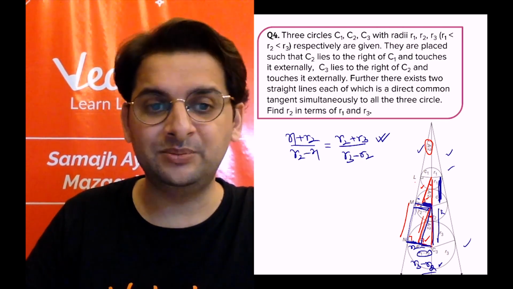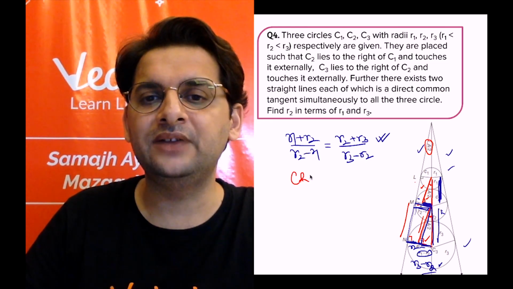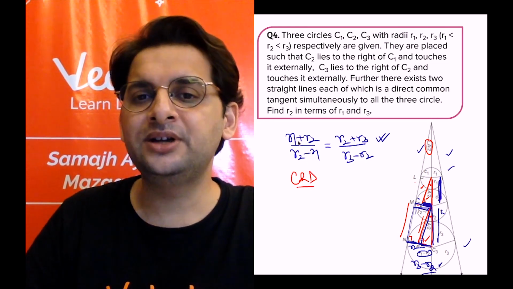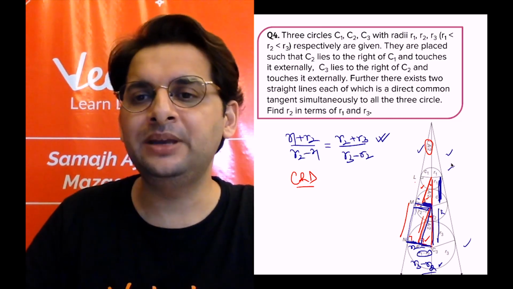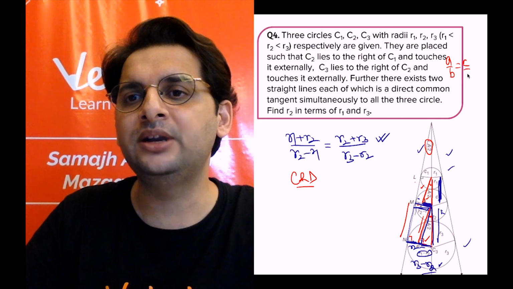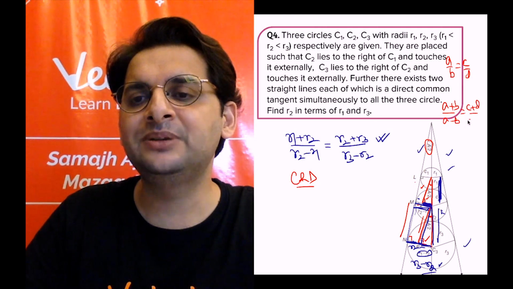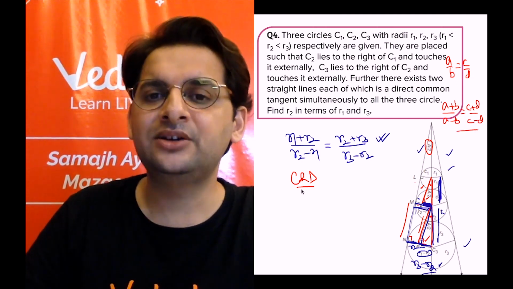So now I need to simplify this. Here we'll apply the concept of componendo and dividendo. Componendo dividendo says, if A upon B is equal to C upon D, then A plus B upon A minus B would be correspondingly C plus D upon C minus D. Let us try to apply.